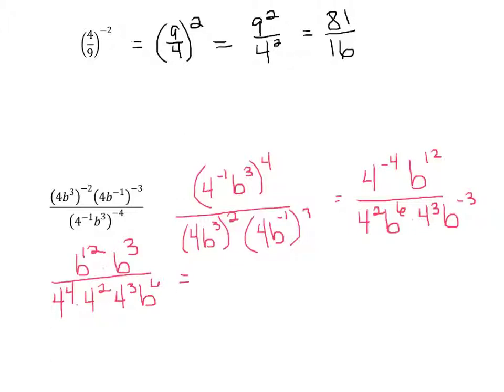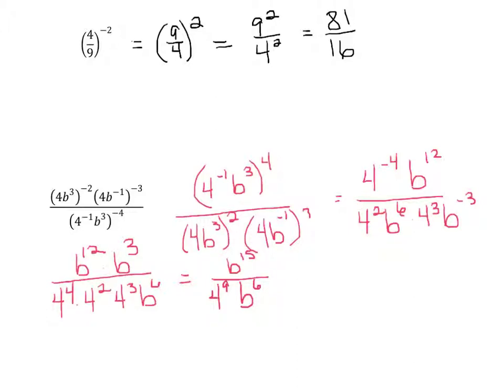Now we've got a couple more rules of exponents that are coming into play now. Here I'm multiplying two values, same base. I can add these two exponents together. So this becomes b to the 15th power. In the denominator, I've got 4 to the 4th, 4 squared, and 4 to the 3rd. So I can add all of those together as well, and it gives me 4 to the 9th power times b to the 6th power.